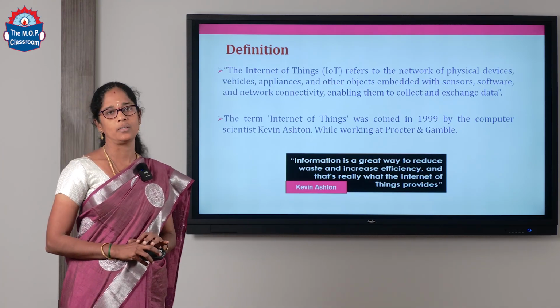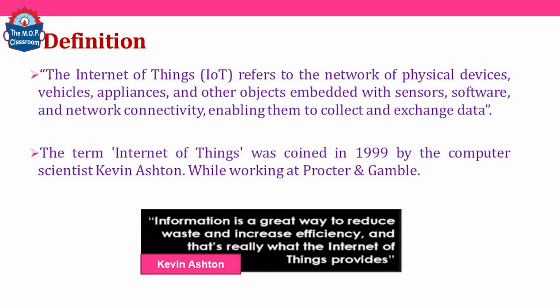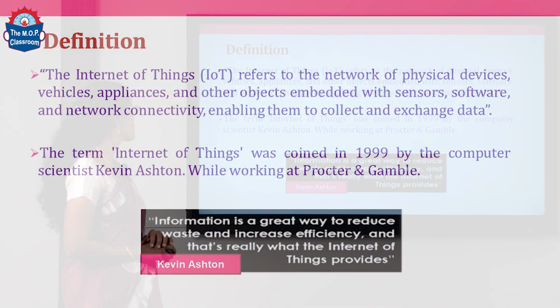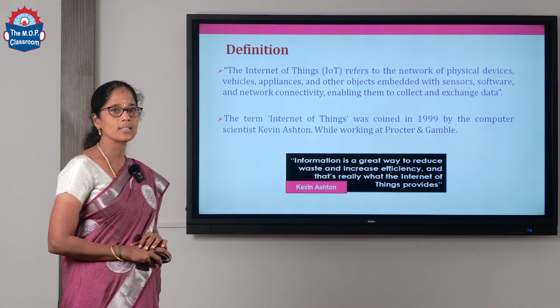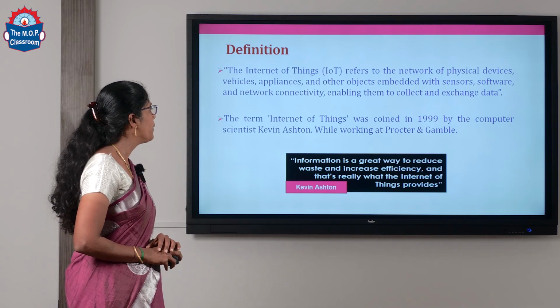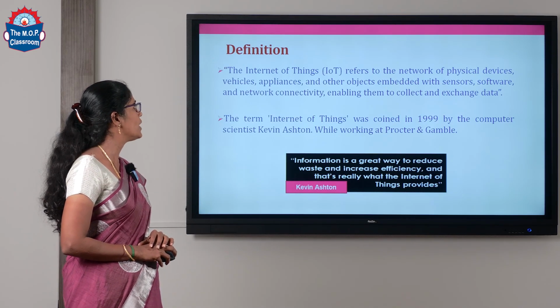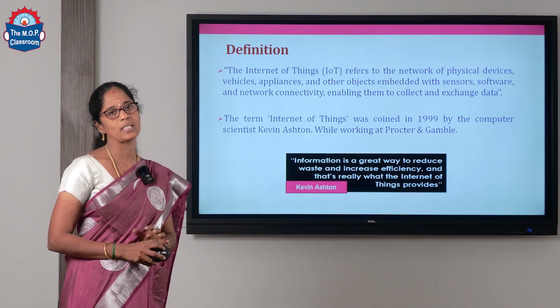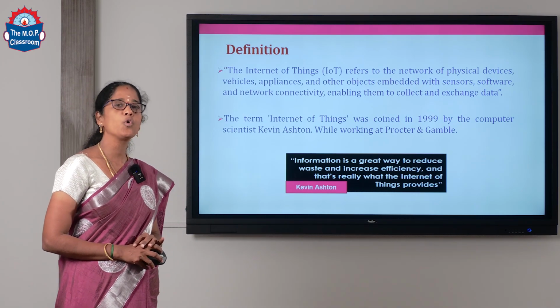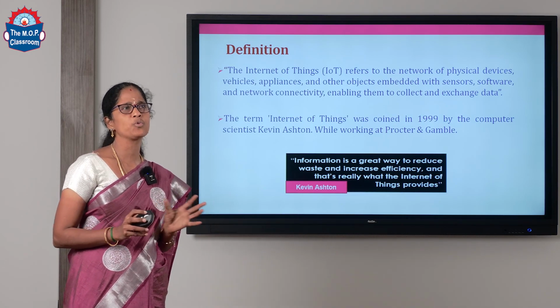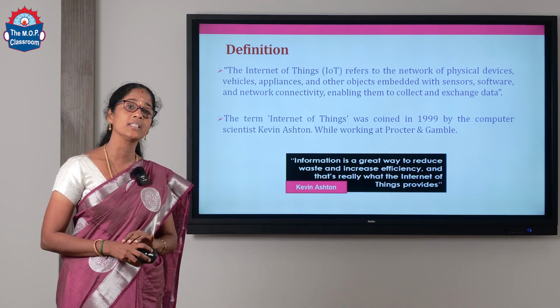So, moving on to the actual definition of Internet of Things, this term was coined in 1999 by the scientist Kevin Ashton. The Internet of Things refers to the network of physical devices, vehicles, appliances and other objects that are embedded with sensors, software, and network connectivity, which enable them to collect information as well as exchange data. To know more about this, we should know the difference between Internet and Internet of Things.